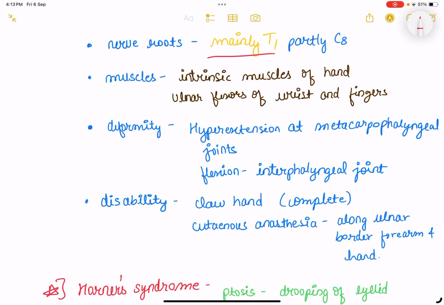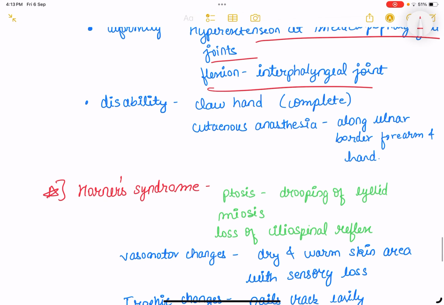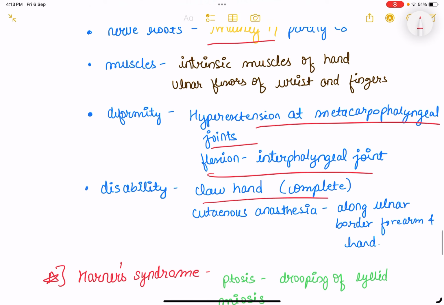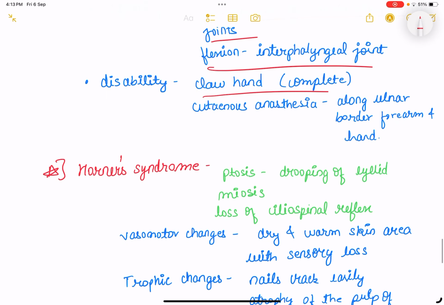So what are the deformities? The deformity will be, there will be hyperextension at the metacarpophalangeal joint, flexion at interphalangeal joint. Basically this type of deformity is called as the claw hand. Cutaneous anesthesia along ulnar border, forearm and hand.